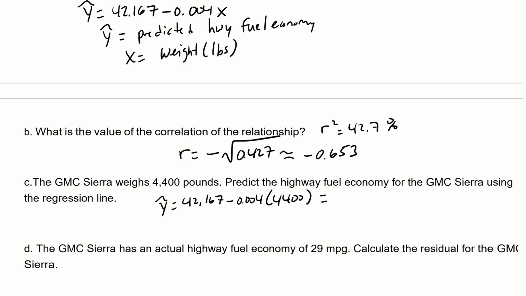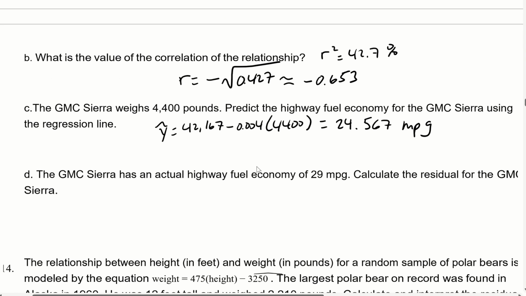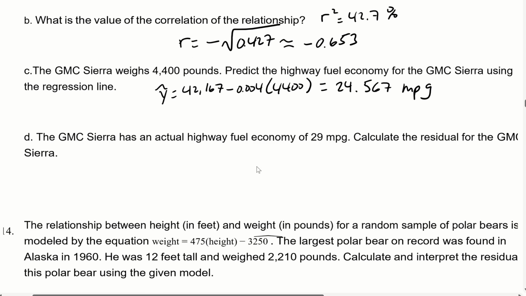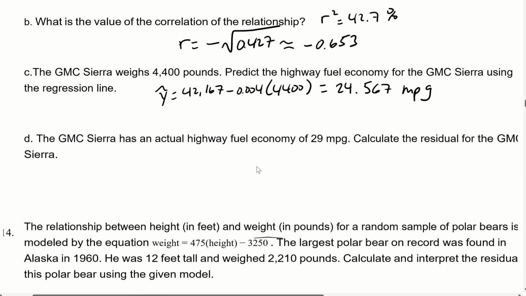Plug that into there, we get 24.567 mpg, miles per gallon. That's the predicted highway fuel economy. The GMC Sierra has an actual highway fuel economy of 29 mpg.